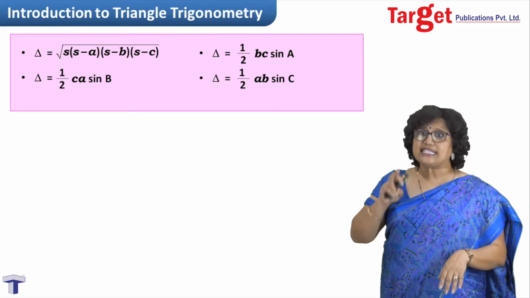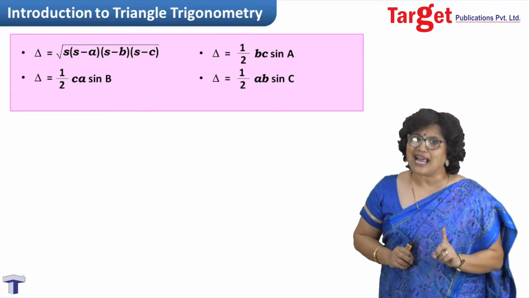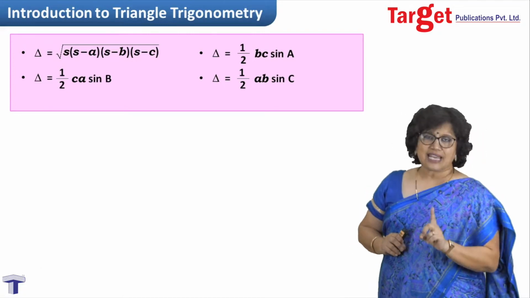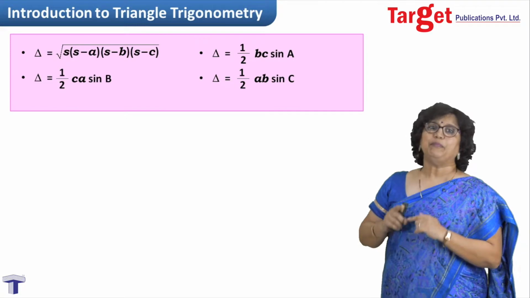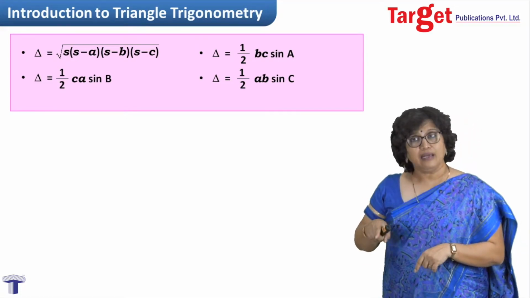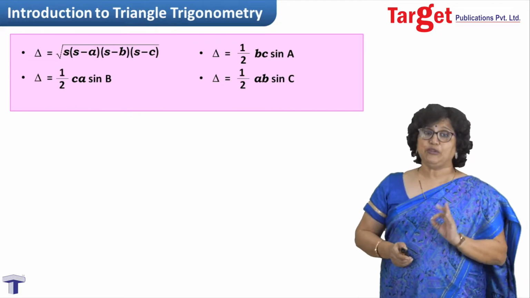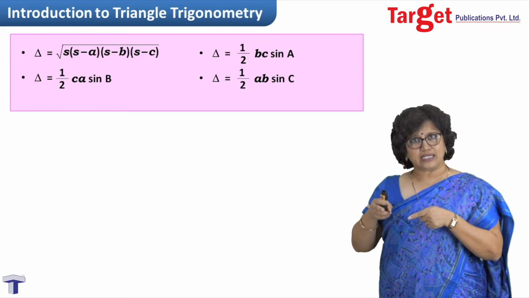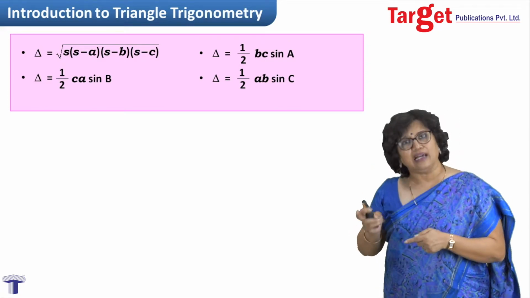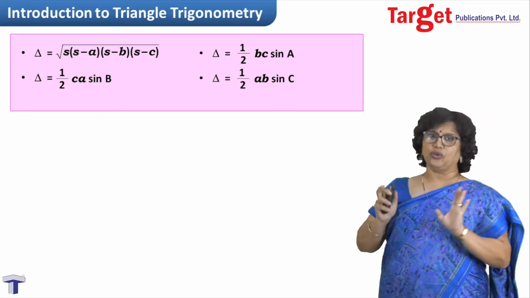When I say AC sine B, if you draw the picture, you will realize small c stands for AB, small a stands for BC. So, including angle between BC and BA is B. So, when you see area of the triangle written as half AC sine B, you are taking half product of two sides into sine of the angle included between them. If you remember it like this, then remaining two you can write on your own.